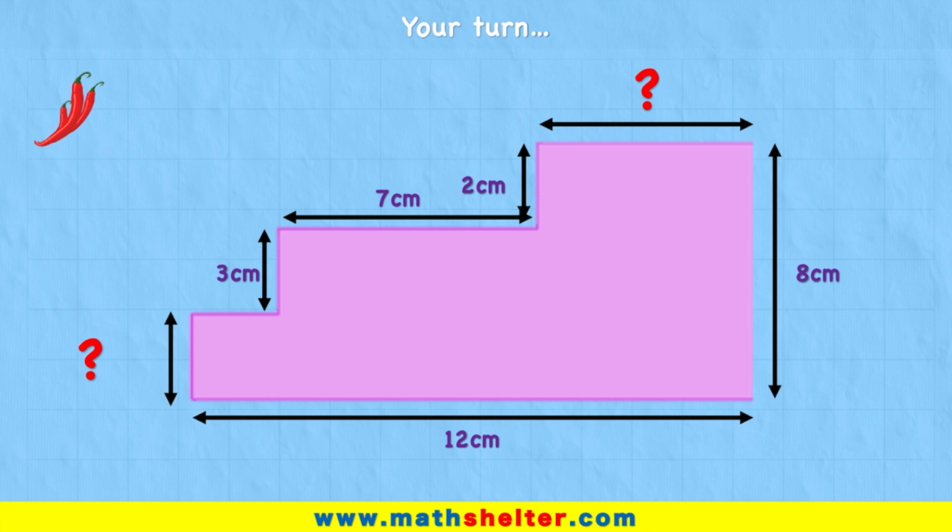Now it's your turn. Have I got this compound shape with these missing values? Can you use the logic we've just worked out to help find these missing lengths? When you have got them, add them all together to give me a total perimeter of this compound shape. Once you've got it, put your answer in the comment section. I'm going to try and mark them all.